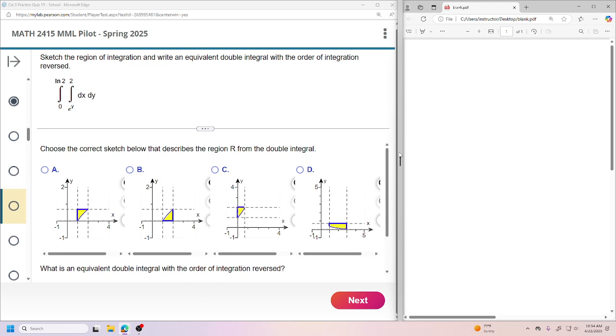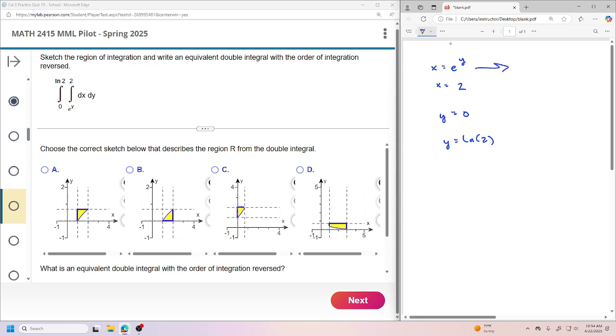So I got x is equal to e to the y. X is equal to 2. Y is equal to 0. Y is equal to ln of 2. So first off, when I do this, I'm going to ln both sides. So ln of x is equal to y.